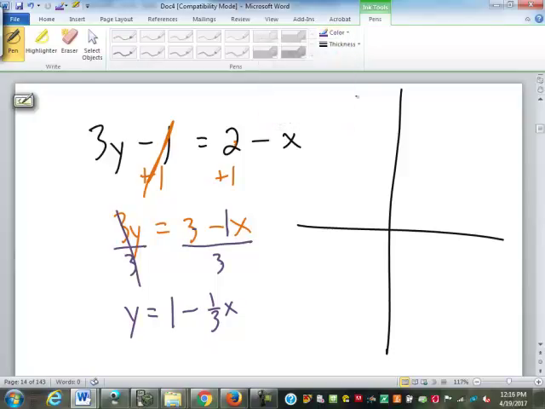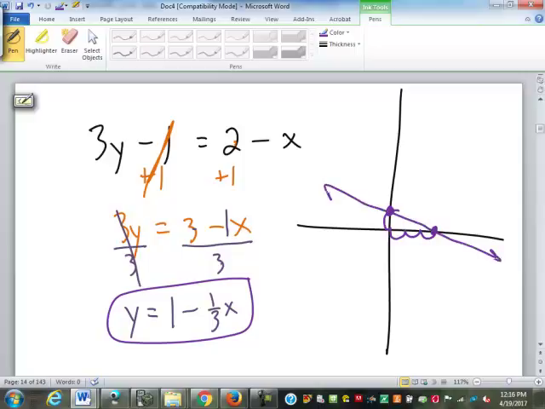Graphing that, where do we start? We start out at 1, at positive 1. And from there we go, perfect, down 1 over 3. So we have to solve for y to get y by itself.